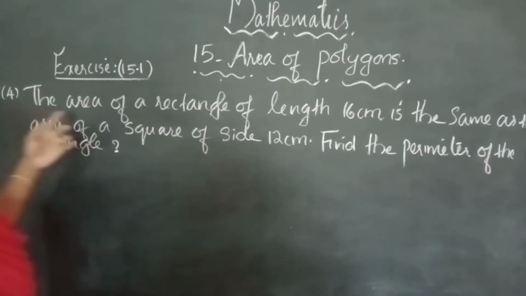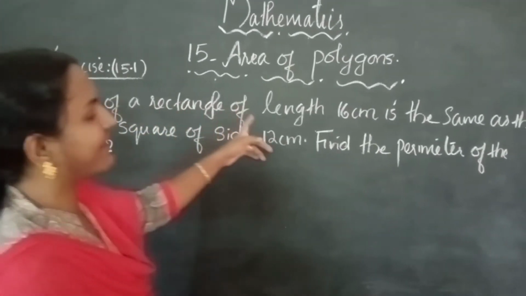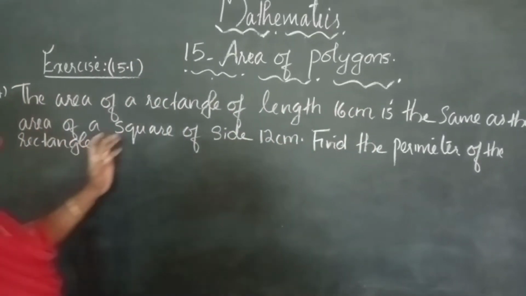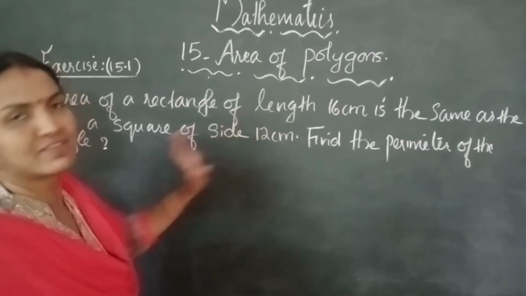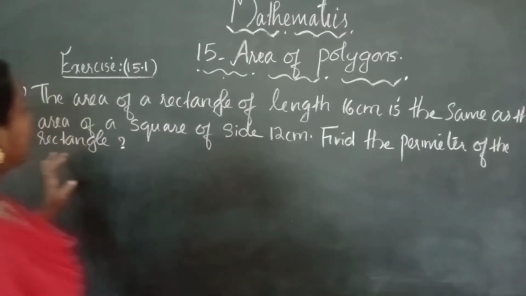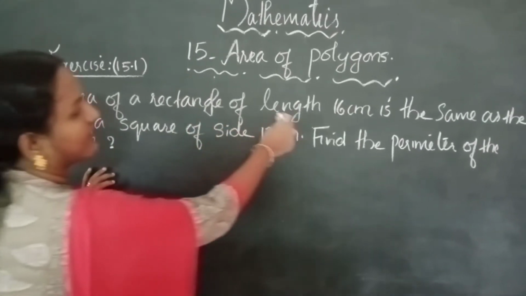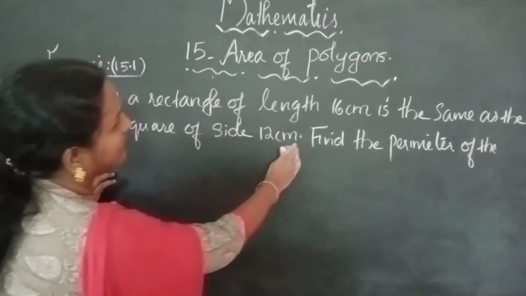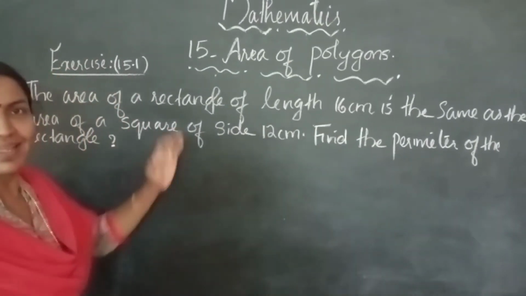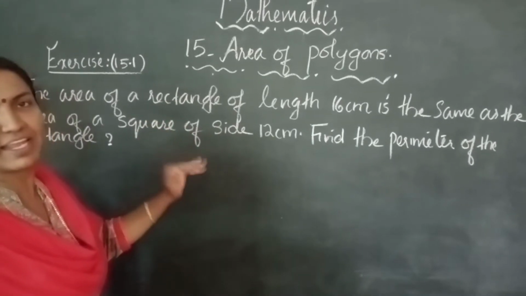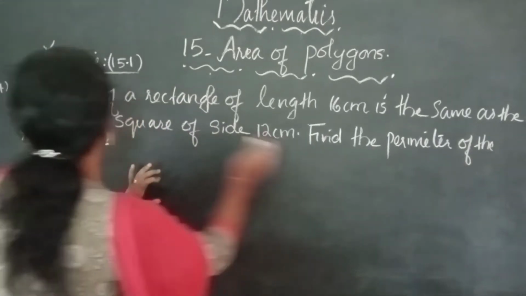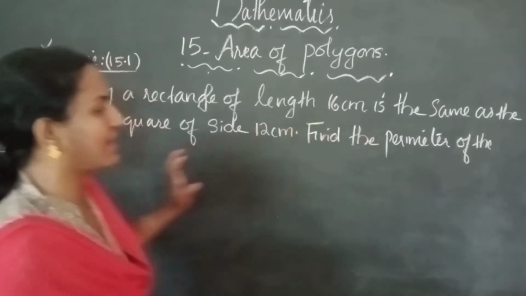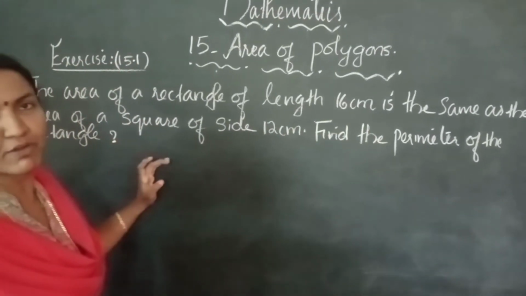Question number 4. The area of a rectangle of length 16 centimeter is the same as the area of a square of side 12 centimeter. What is given? The area of the rectangle is the same as the area of the square. Find the perimeter of the rectangle. So we have to find the perimeter of the rectangle.